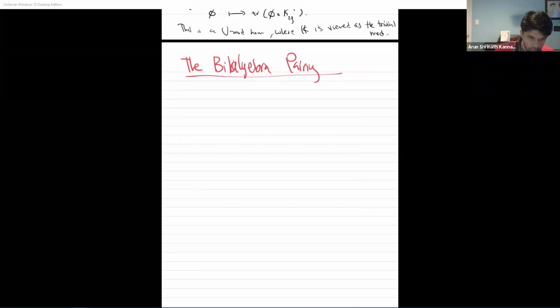So let me start by defining what a bialgebra pairing is. Definition: X and Y are Hopf algebras with multiplication, a co-multiplication delta X and delta Y.